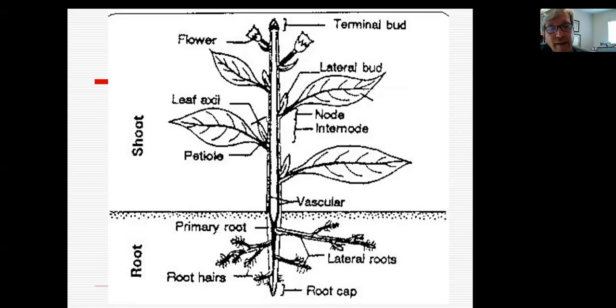When we talk about a leaf axil, where this leaf is attached to the plant, there's an angle between the stem and where that leaf is. That's what we call the leaf axil. And when we talk about an axillary bud, that is a bud that's in the leaf axil. That's right there. Another term some places will call that is a lateral bud.